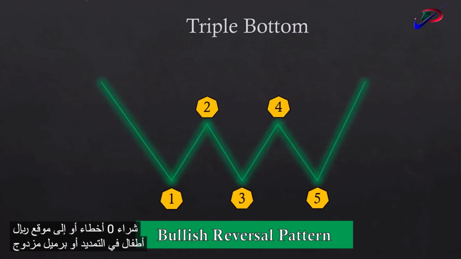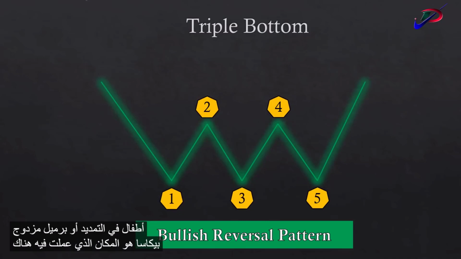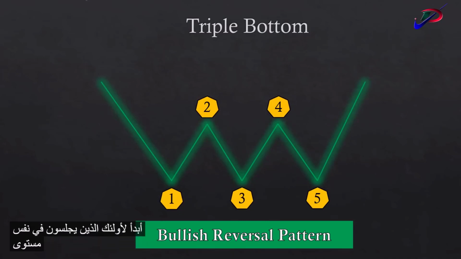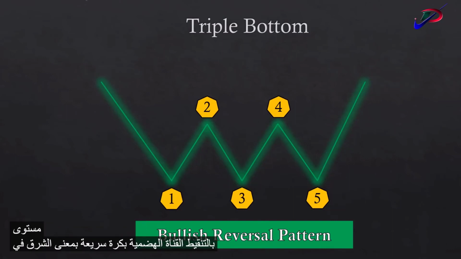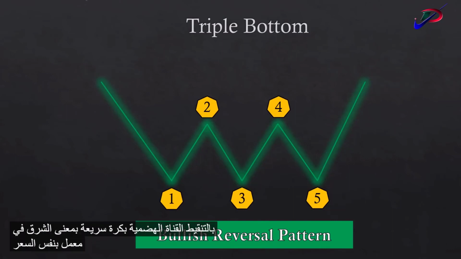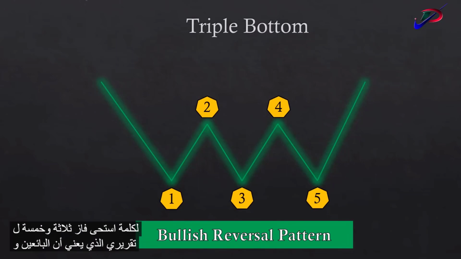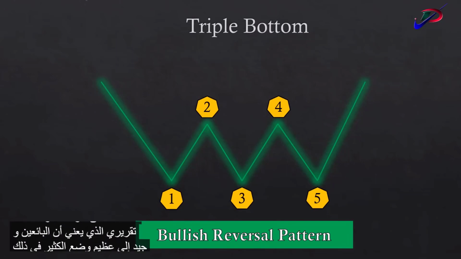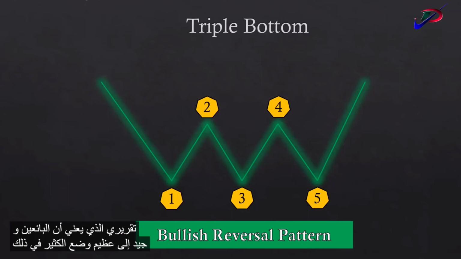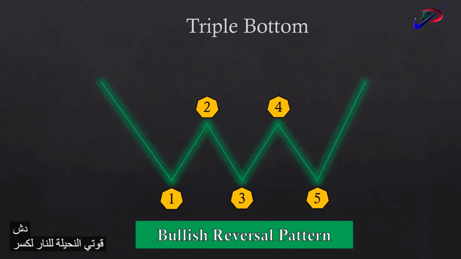I said it's an extension of the double bottom because it's very similar to that pattern, but instead of two lows sitting in the same level, the triple bottom has three lows sitting in the same price level. In other words, lows 1, 3, and 5 form a nice support, which means that sellers are trying to create lower lows, but they are failing to do so. Meanwhile, buyers are gaining power to break out to the upside.